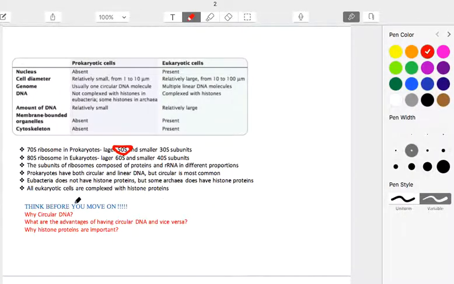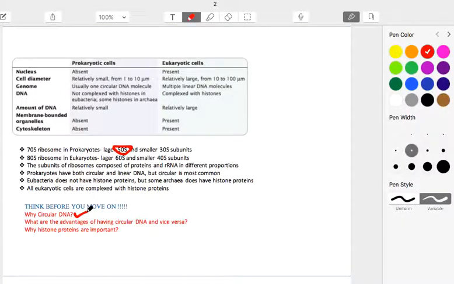There are some questions. Think before you move on. What do you think about circular DNA? Why is circular DNA very important? The main reason, I think, is that it is more efficient. Circular DNA is more efficient.